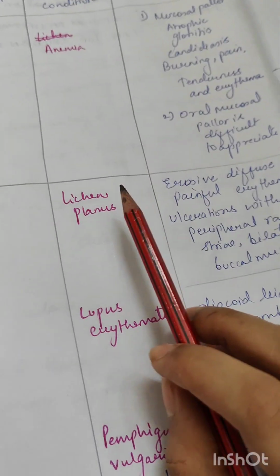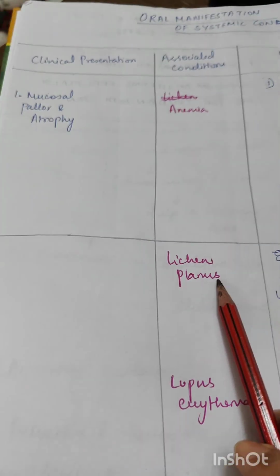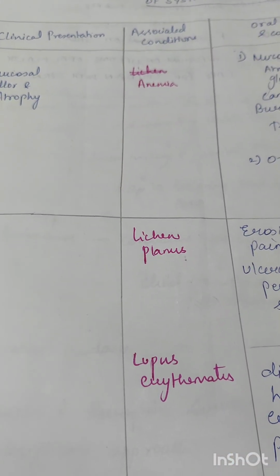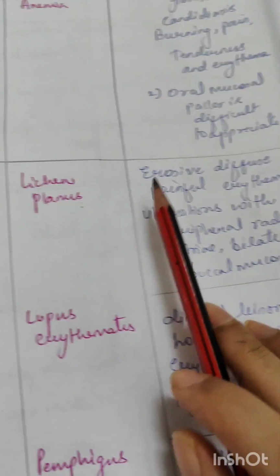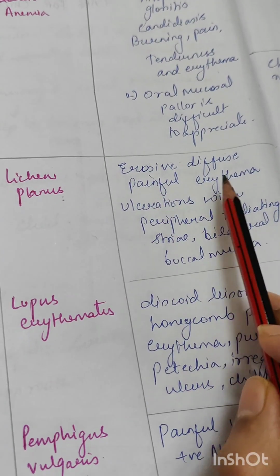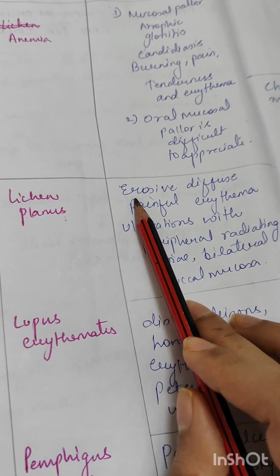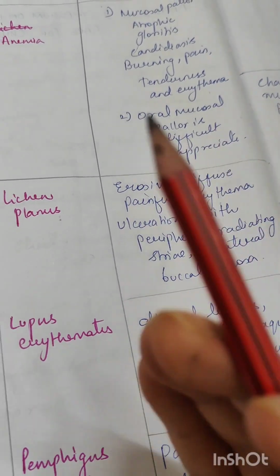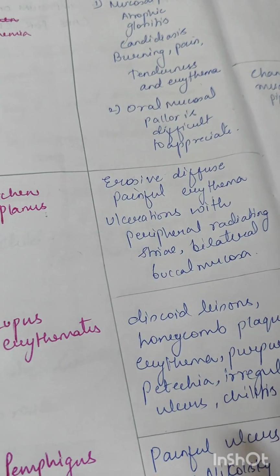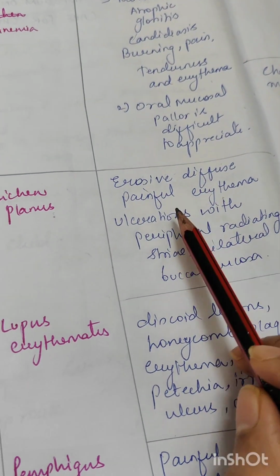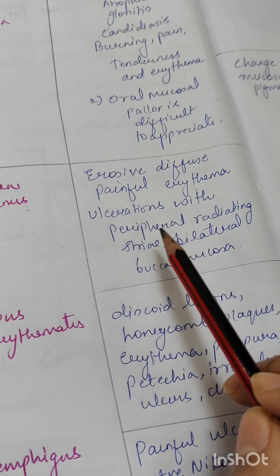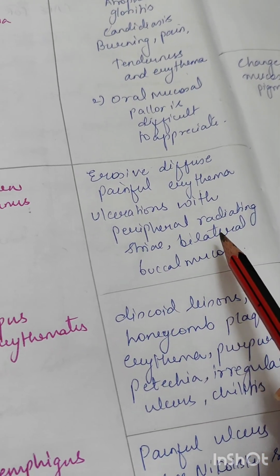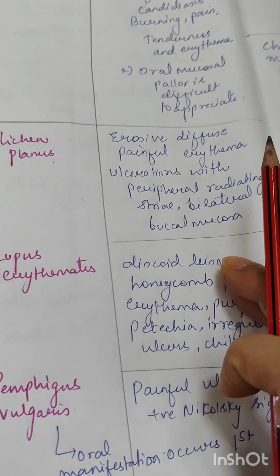Then next, mucosal atrophy or pallor may be seen in lichen planus. It is an erosive, diffuse, painful erythema. Erosive means there will be removal of the layer. It will be diffuse and painful erythema, with ulceration and a peripheral radiating white striae, which is usually present bilaterally on the buccal mucosa.